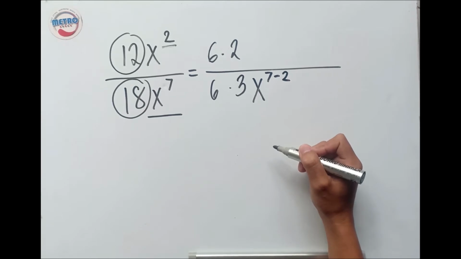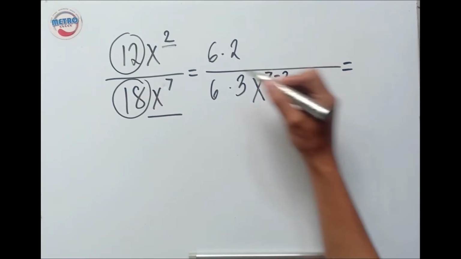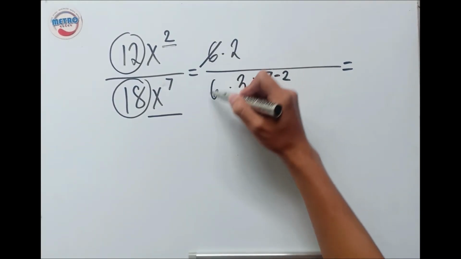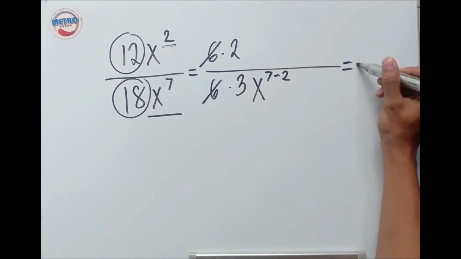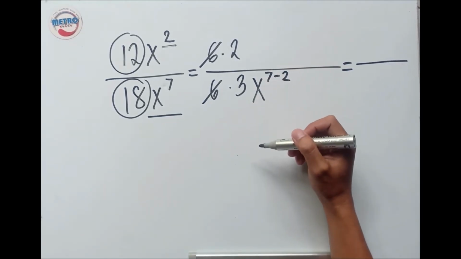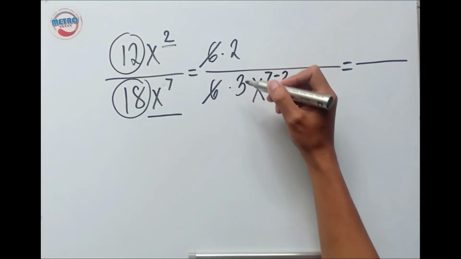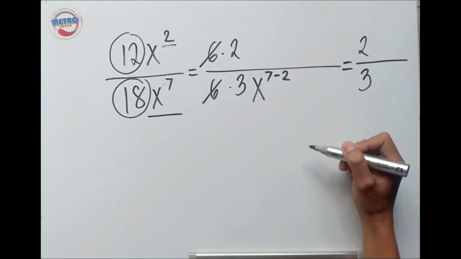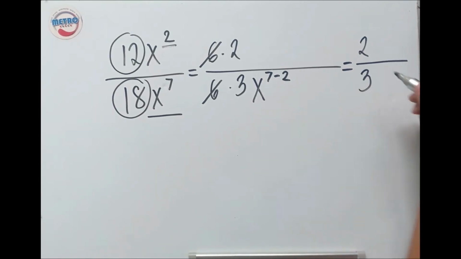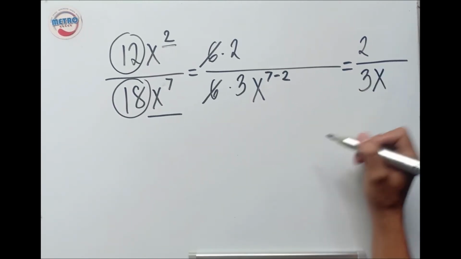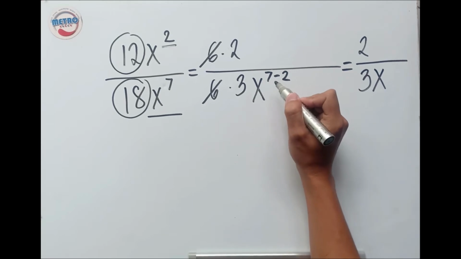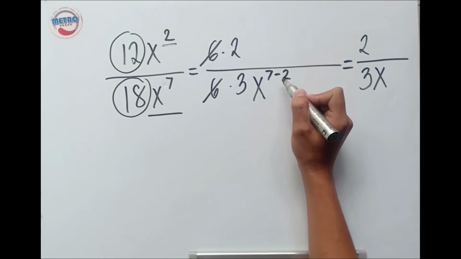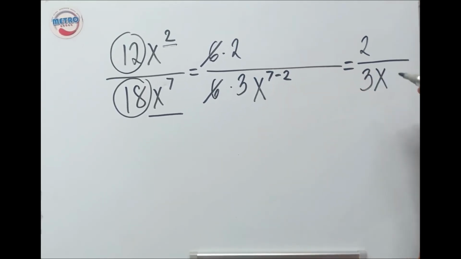Then, let's simplify. 6 over 6 are the same, so we can cancel these two numbers. For 2 and 3, we cannot do anything, so we can say that we have 2 over 3. Then, copy the variable x in its original position. Then, 7 minus 2. 7 minus 2 is 5. And that 5 will still be the power of this variable.